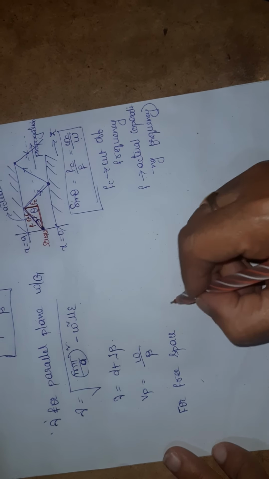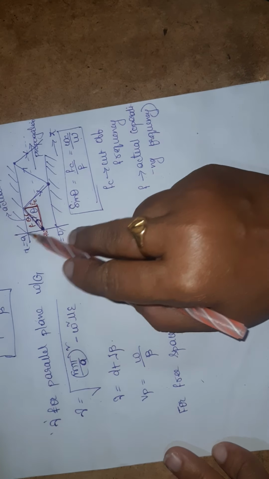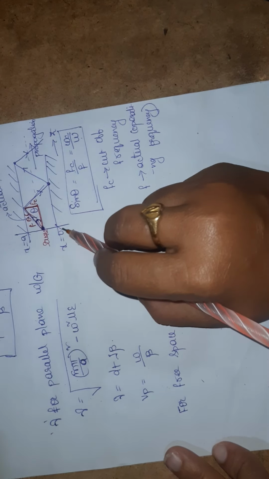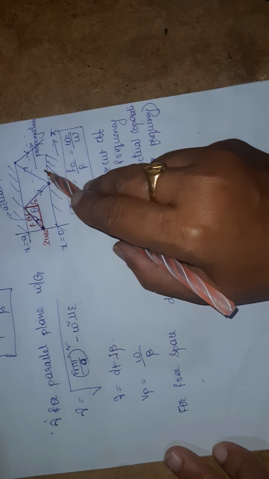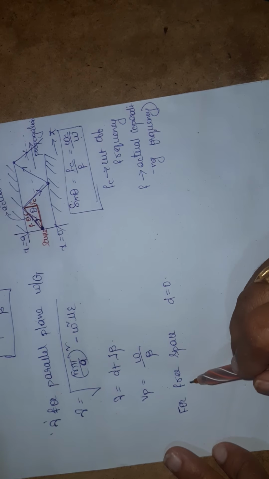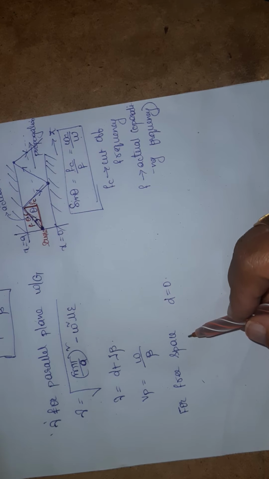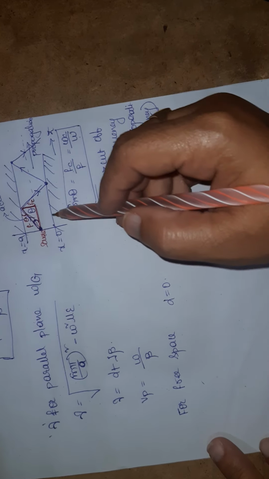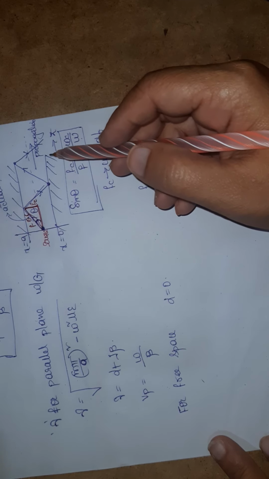For free space, alpha equal to 0, because the distance between two parallel plates is nothing but a free space, and considering it as a free space. So if we are having a free space, means there is no conductor. If there is no conductor, there is no attenuation.